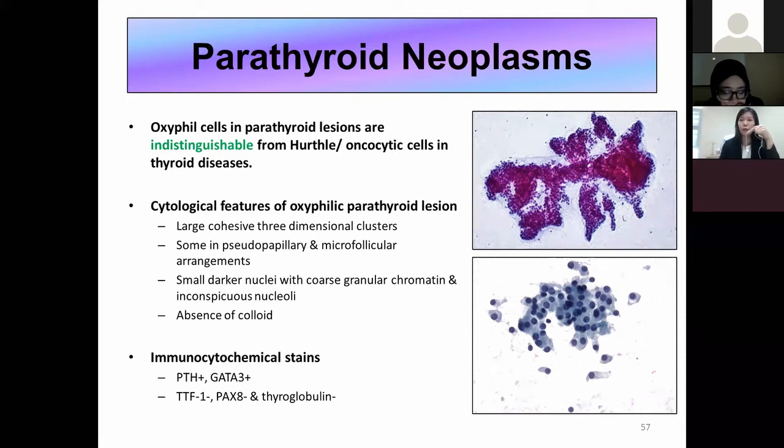And if you have such a suspicion, you can do a cell block, and immunohistochemistry is usually very helpful in such instances. You can do PTH, like in my case, or you can do GATA3, and typically they'll be negative for thyroid markers.